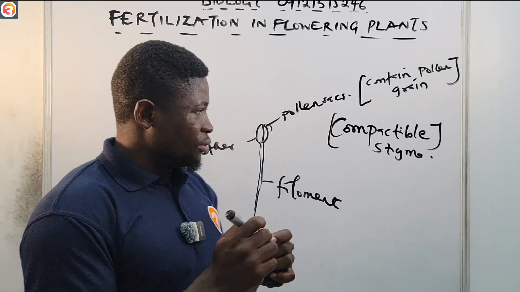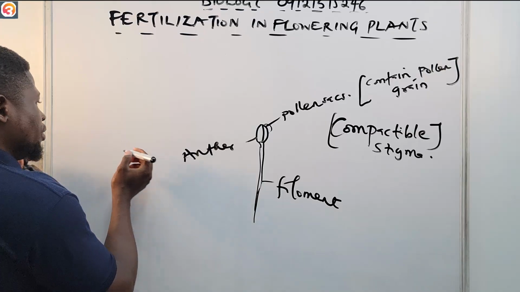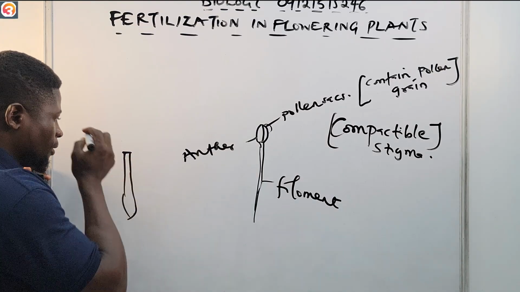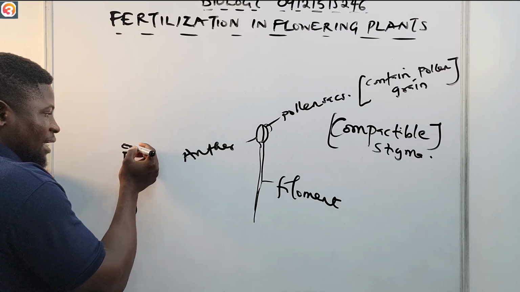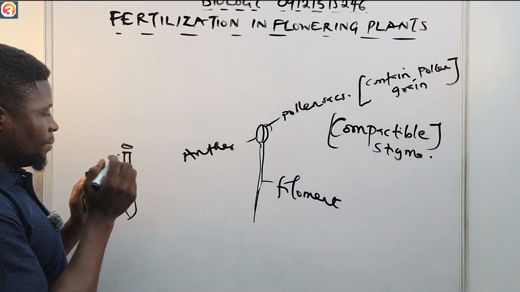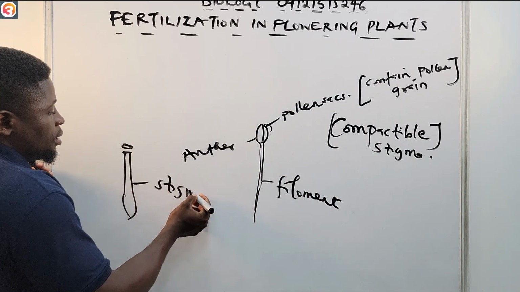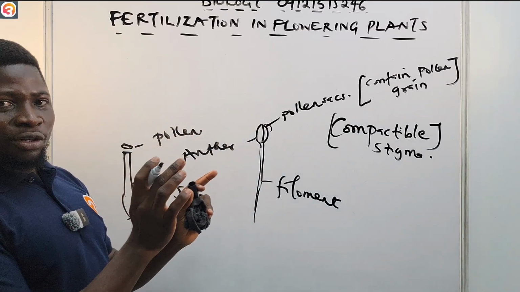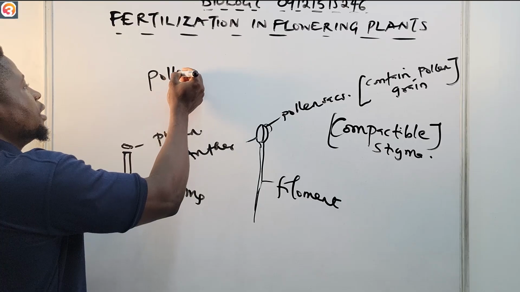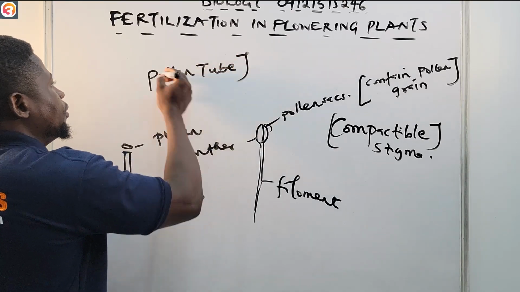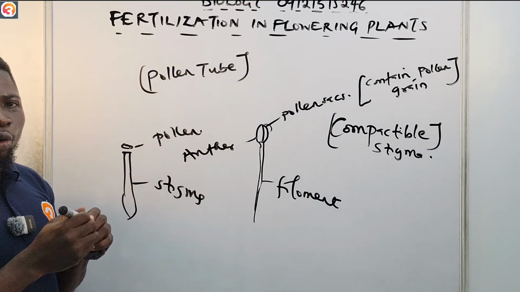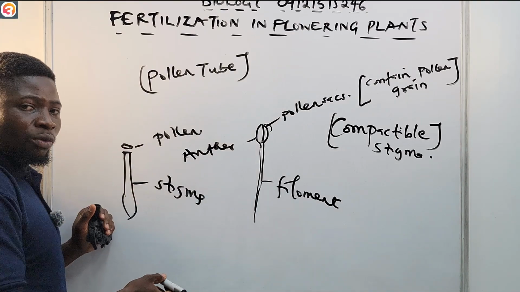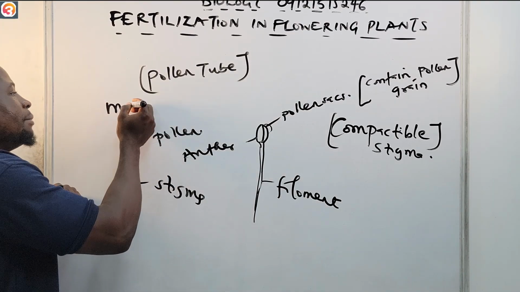Now, once pollination takes place, the pollen will land on the stigma. See, this is how the stigma is, something like this. So this is where the pollen will land, on the stigma. This is the stigma, and here is the pollen on it. When it lands on the stigma, it will form what we call a pollen tube. It will now grow downward, carrying the male gametes.